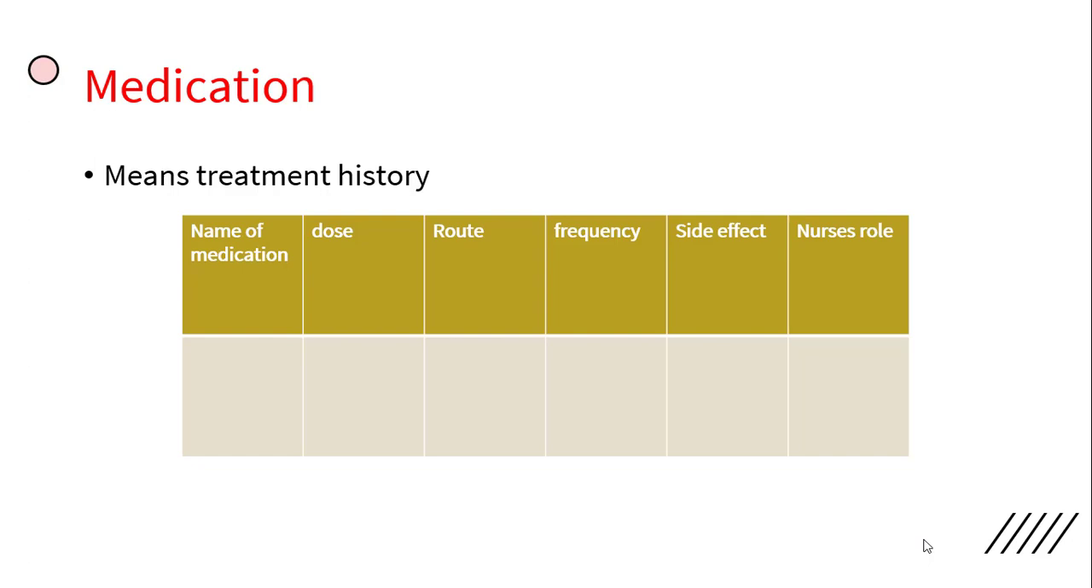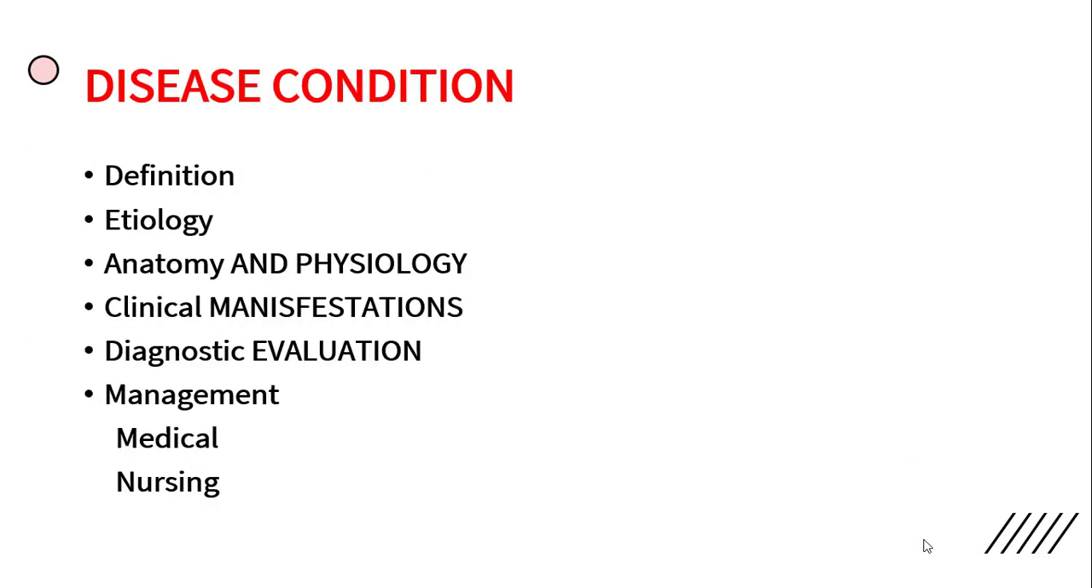After investigation, you have to write the next heading, that is medication. That means the treatment history. What are all the medications the patient is taking, what is the dose and by which route it's given, what's the frequency and what is the side effect and what is the nurse's role or responsibility in the particular case or medication. That you have to write under medication. And in this slide, you can see how to make the column and how to draw the column to write medication.